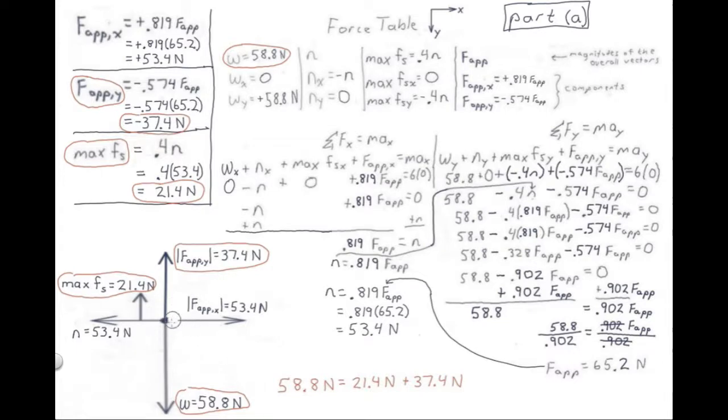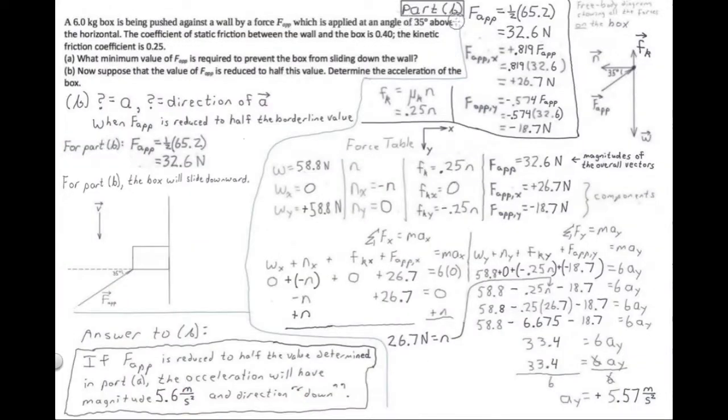In this free body diagram, I've drawn the length of the arrow for the weight force equal to the sum of the lengths of the arrows for the maximum static friction force and F applied y in order to reflect this relationship. Now let's work on part B.